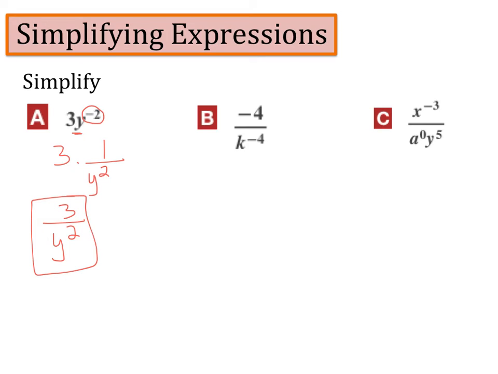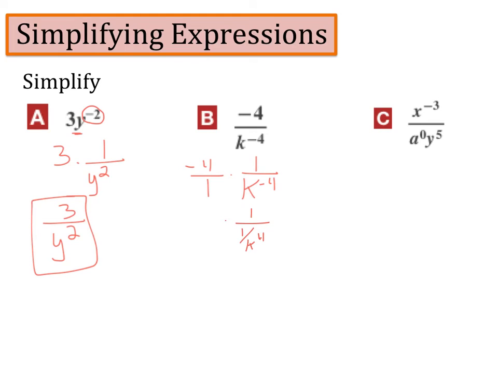Alright, for problem B, we have negative 4 over k to the negative 4. So now we have a negative exponent in the denominator. Let's split these up and see what happens. So we can write this as negative 4 over 1 times 1 over k to the negative 4. So the negative 4 over 1 will remain as it is. What happens on the right hand side here is we have 1 over 1 divided by k raised to the 4th.